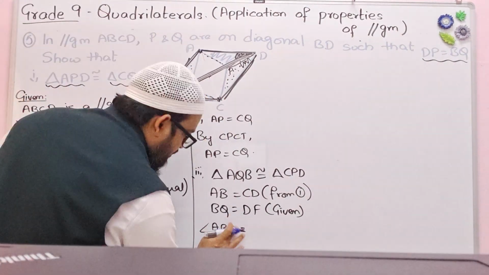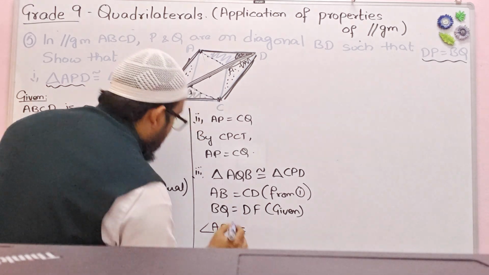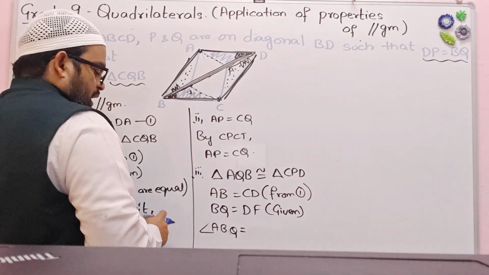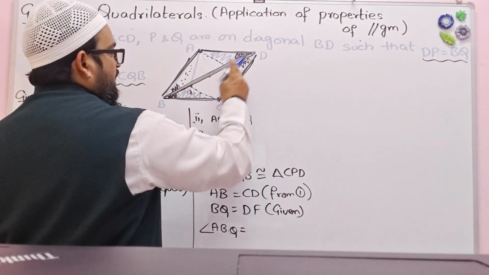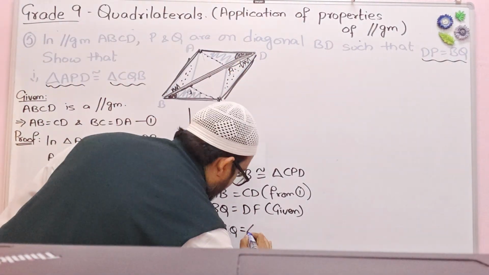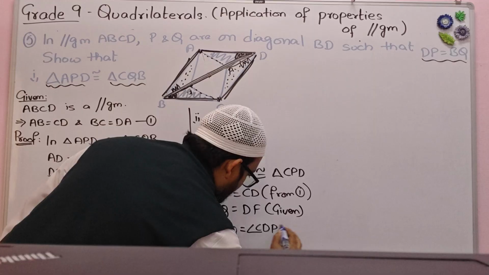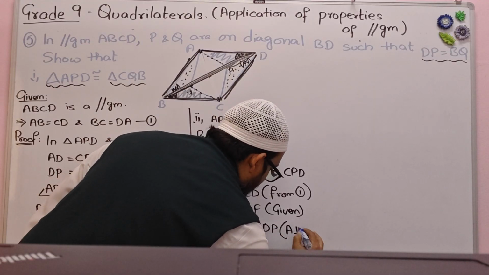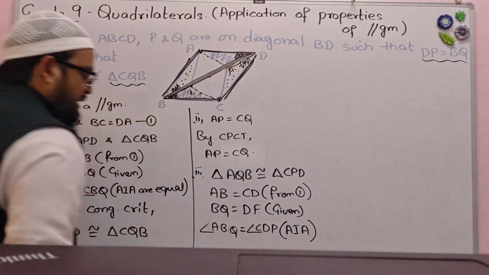ABD. ABD means you can write it as Q, right? Because we are talking about this angle, okay? And also CDB. Can you write P? CDP. So angle CDP. What is the reason? Alternate interior angles are equal.